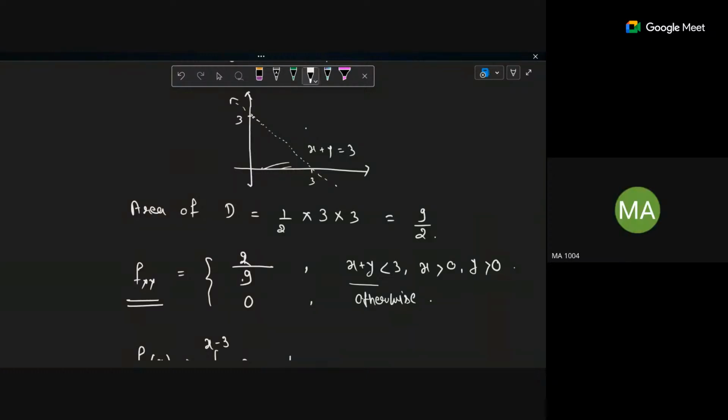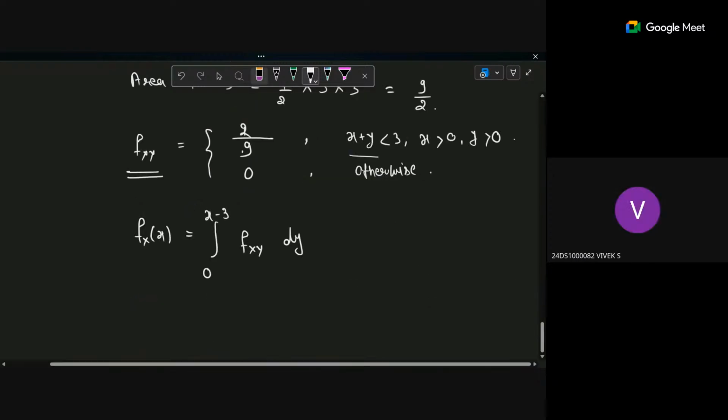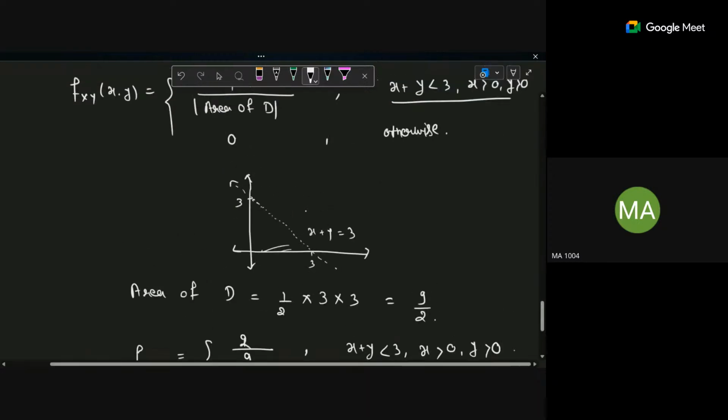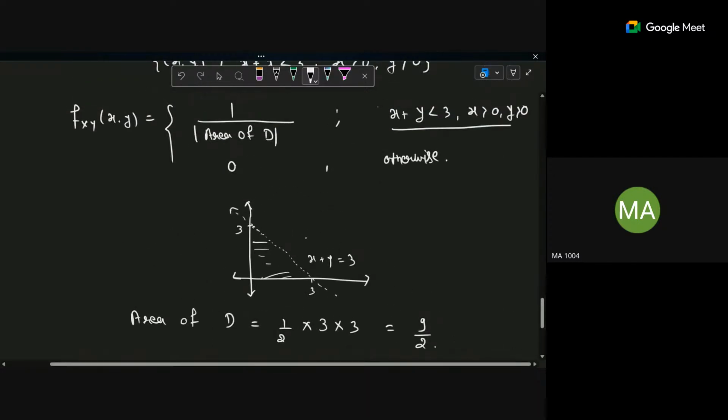Your voice was broken, can you please repeat it? We'll consider a point in y. That point will be x minus 3. But actually it will be 3 minus x. Yeah, the total is 3, so we have 3 minus x as the value of y. So we consider that point. Yes, exactly. From this only, we decided it's 3 minus x.